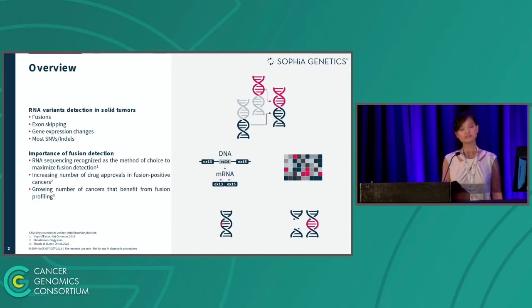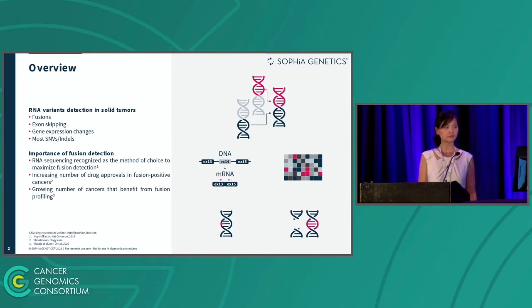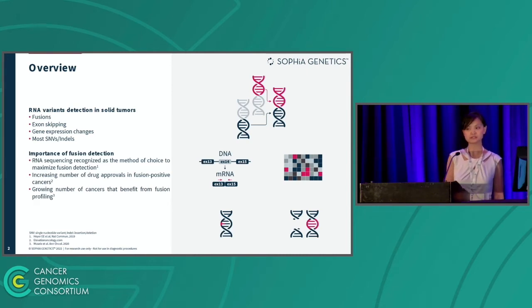Okay. So some of the variants that can be detected with RNA in solid tumors include fusion events, exon skipping events, gene expression changes, and most SNPs and indels. I'll focus mostly on fusion detection because the importance of fusion genes as a biomarker is increasingly obvious in cancer diagnosis and the discovery of new gene therapies.